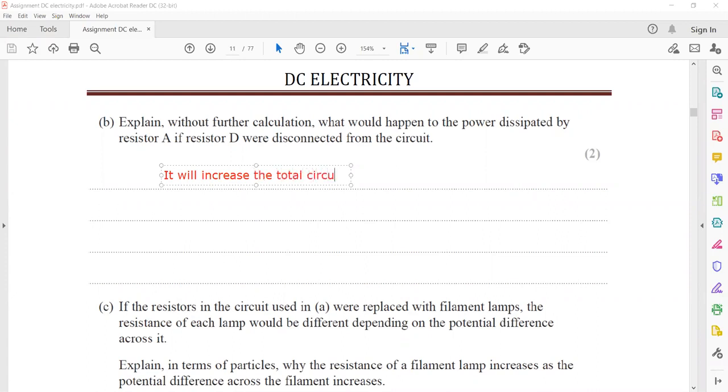So it will increase the total circuit resistance, which reduces the current and power dissipation.